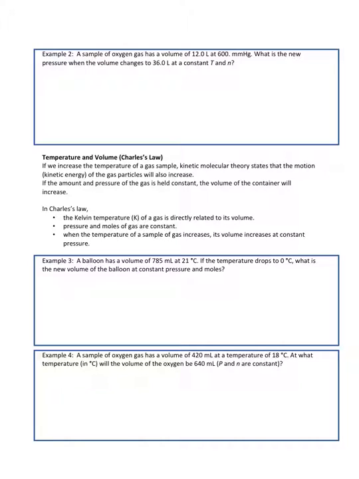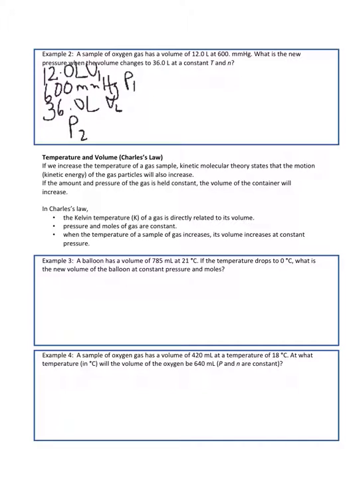So let's try a new example. A sample of oxygen gas has a volume of 12 liters at 600 millimeters of mercury. What is the new pressure when the volume changes to 36 liters at constant T and N? So we have a volume of 12 liters, V1, and we have a pressure of 600 millimeters of mercury, that's P1. We have a V2 of 36 liters, and we want to find P2.